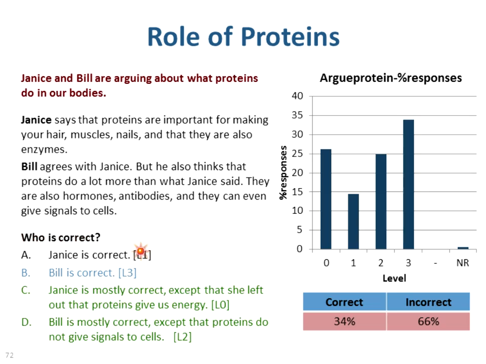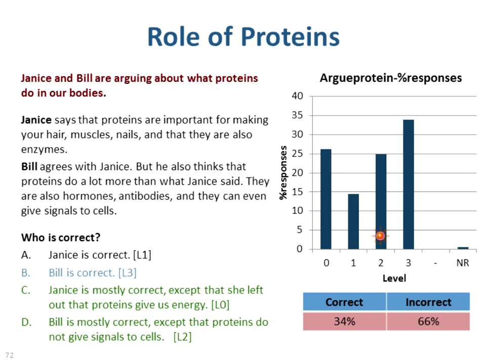So I mapped out the levels again for you. Janice is correct as a level 1. Bill is correct as a level 3, the most sophisticated level that we have. We've decided to go with C as being a level 0. It's not so much that it's entirely wrong, but this notion that proteins give us energy is very pervasive and not really the understanding that we want kids to have about proteins. And Bill is mostly correct, except proteins do not give signals. That's a level 2. And what you see here is that a lot of kids are at a level 0. This notion of proteins giving you energy is very, very common.